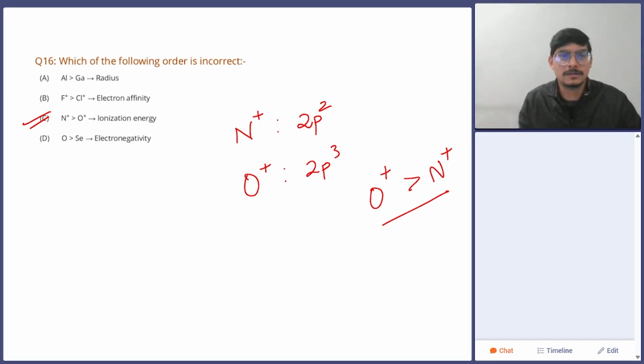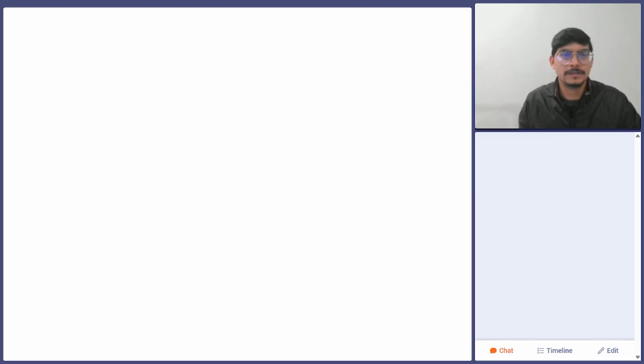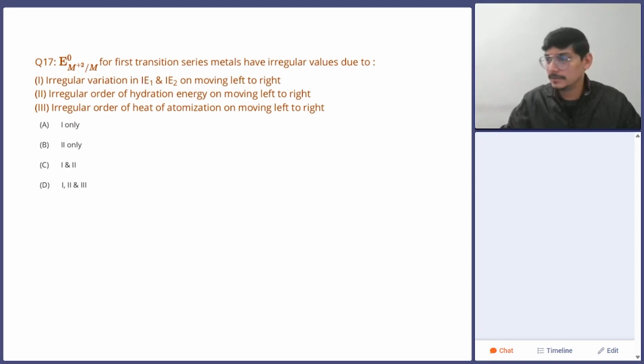Aluminum has higher radius than gallium. Yes. So gallium has lower atomic radius because of the poor shielding effect of 3d electrons. And F+ and Cl-, Cl+, that is also correct, right? And oxygen and selenium electronegativity, that is also correct. Oxygen has higher electronegativity, obviously, right? Moving to the next question.